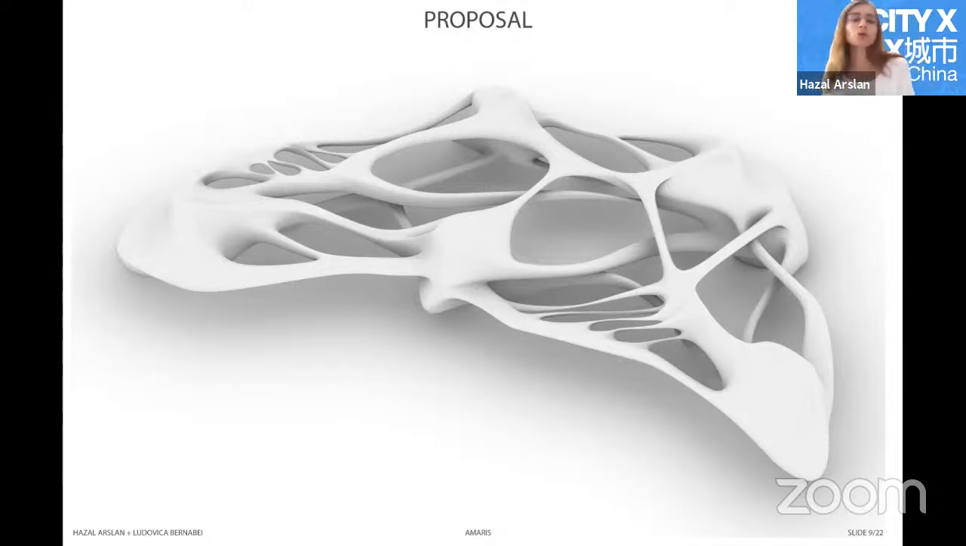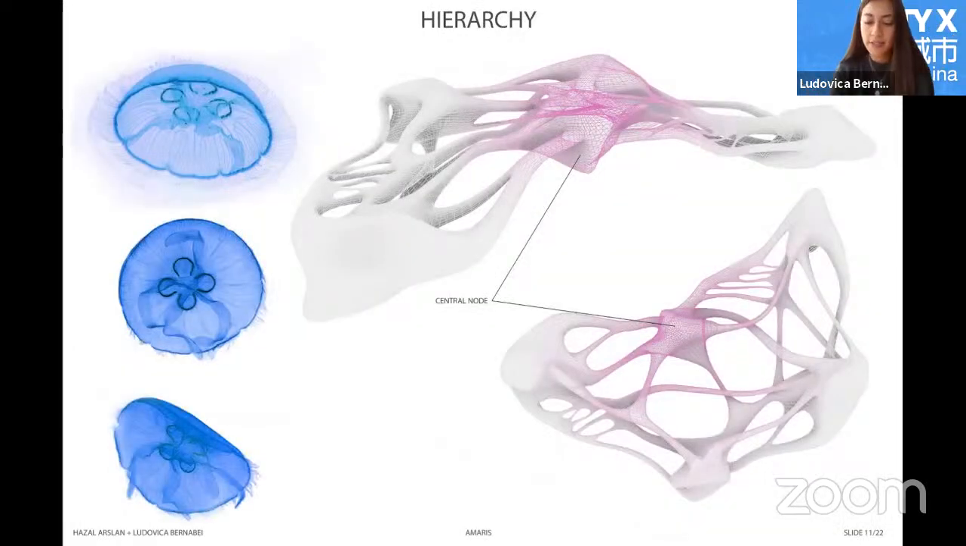So this was our proposal, which is composed of two main parts. The bigger heads that are generated with the idea of expansion and contraction, and the other secondary elements that connect to these heads and create spaces for fish and corals. And as jellyfish have an internal organization of parts, we decided also to apply a similar hierarchy to the project by making the central nodes or heads the most important part of the model, from which there are connections, the outer ones that are thicker and the internal ones that are thinner.